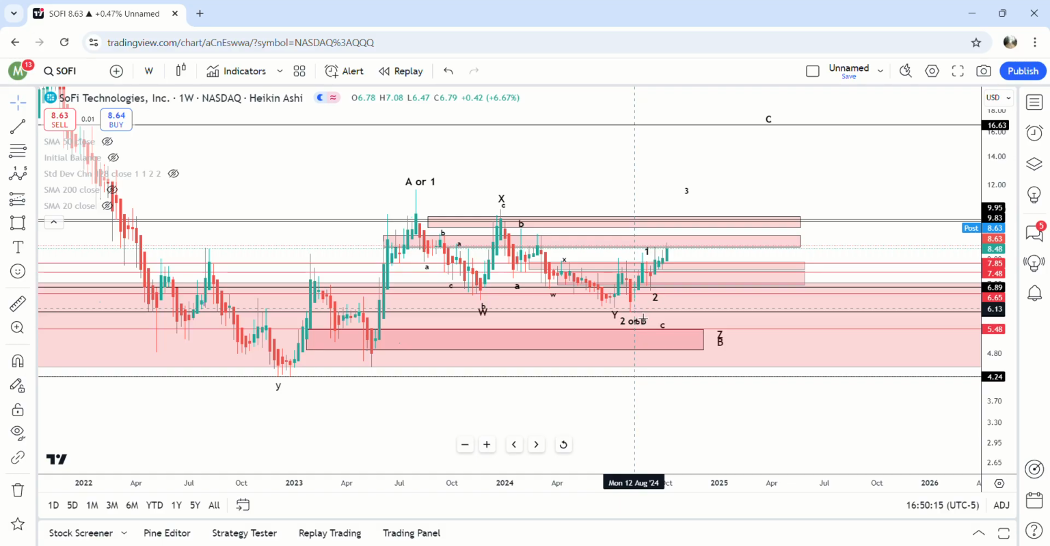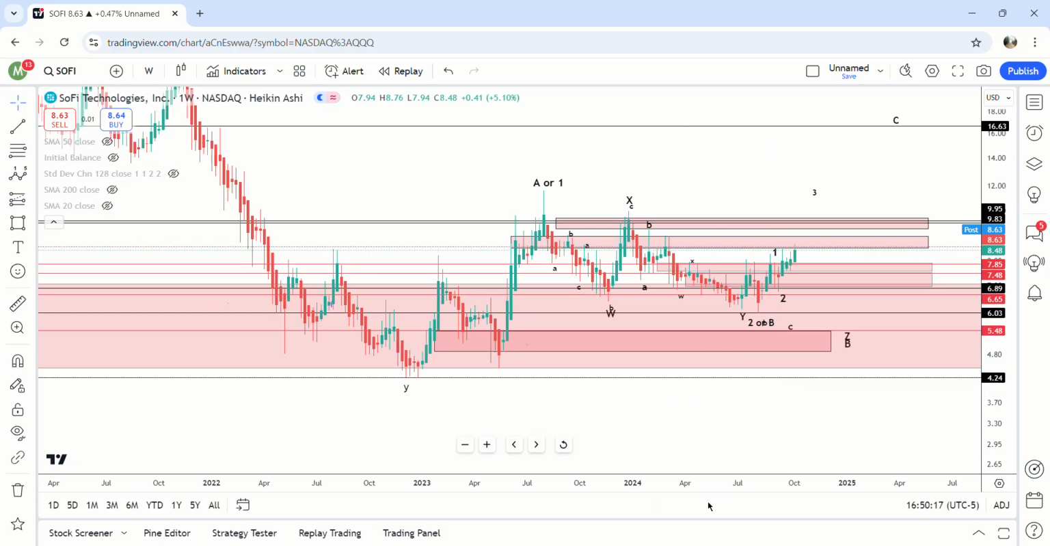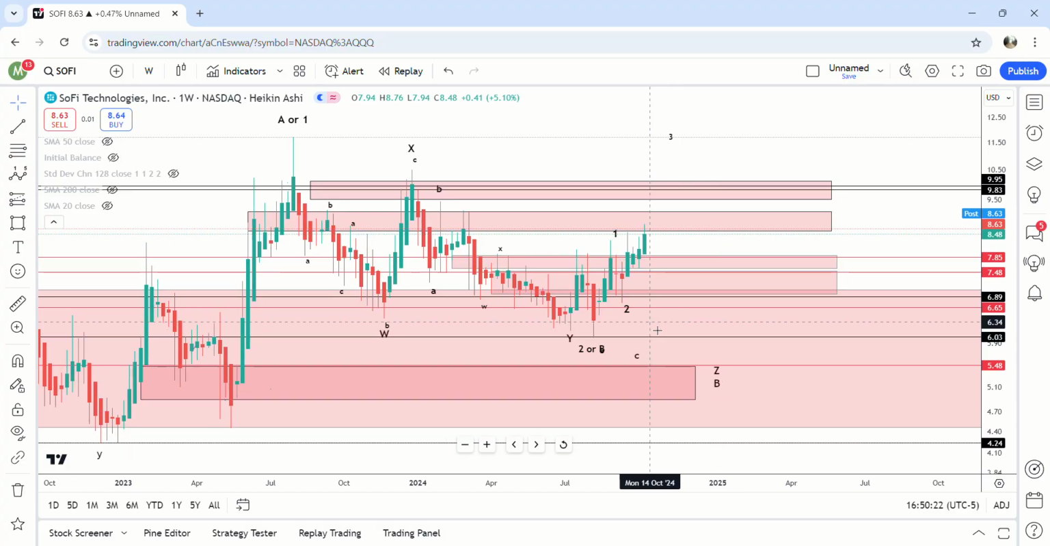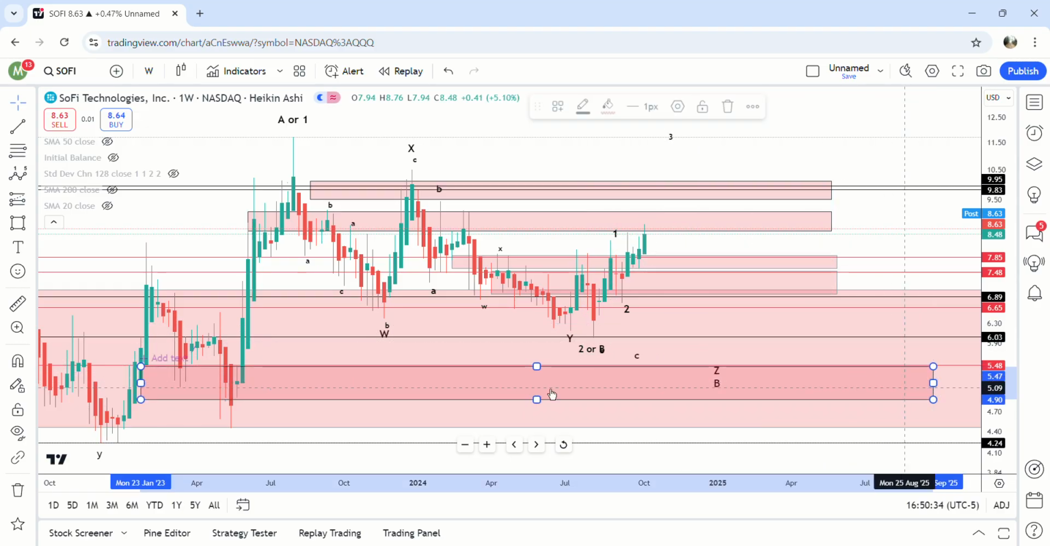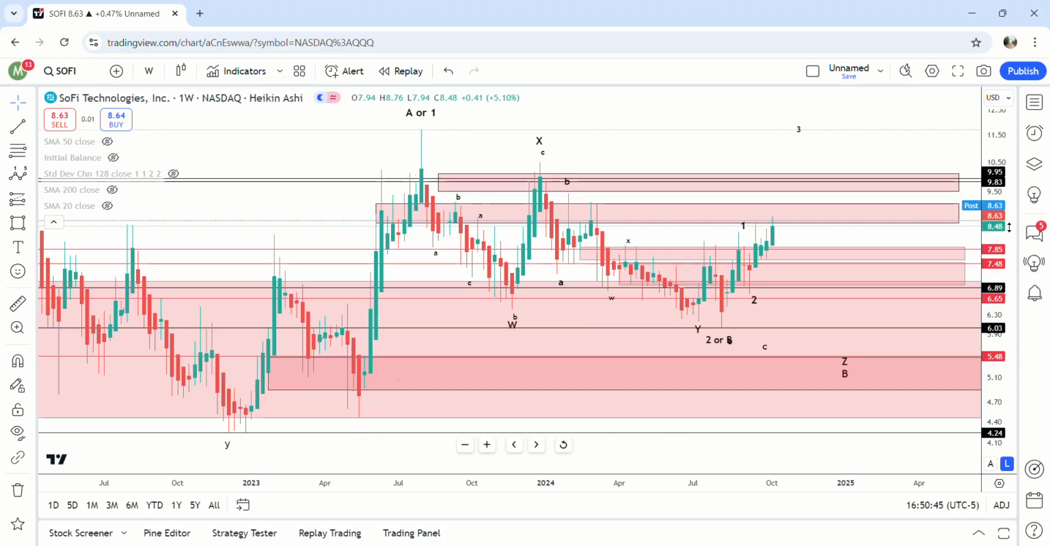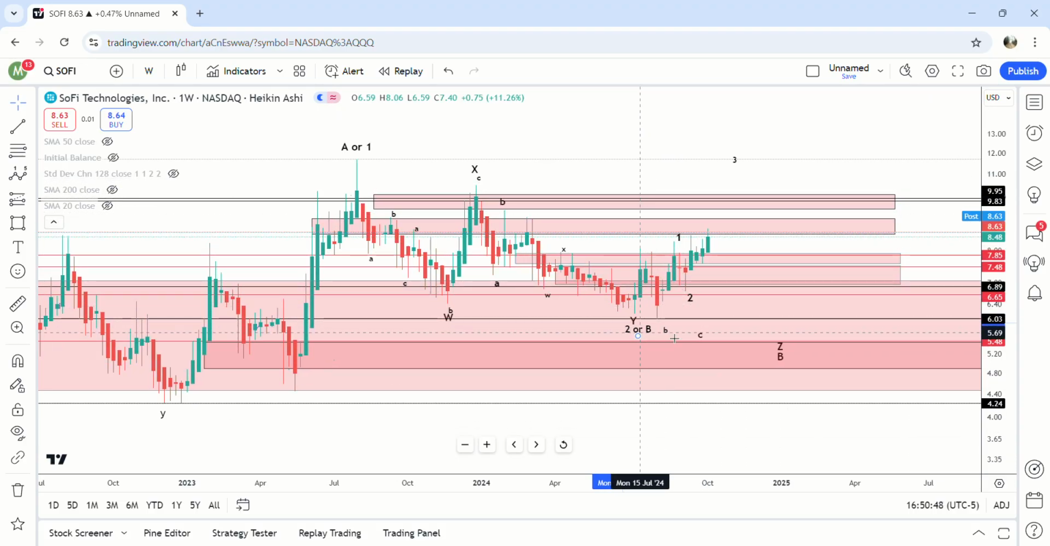So I have that labeled as A or 1. Then we get this pullback. We're looking for the second wave or the B wave here. One thing that people that say I'm going to be wrong have going for them is that we are in monthly demand, and that's where all the institutions would like to accumulate. But the gap is down here. This is a weekly demand within monthly demand. That's the last gap on the chart down here. Well, besides these up here, I mean the last one down here. So if I'm wrong, we're looking for a third wave or a C wave. This is a second wave or the B wave.